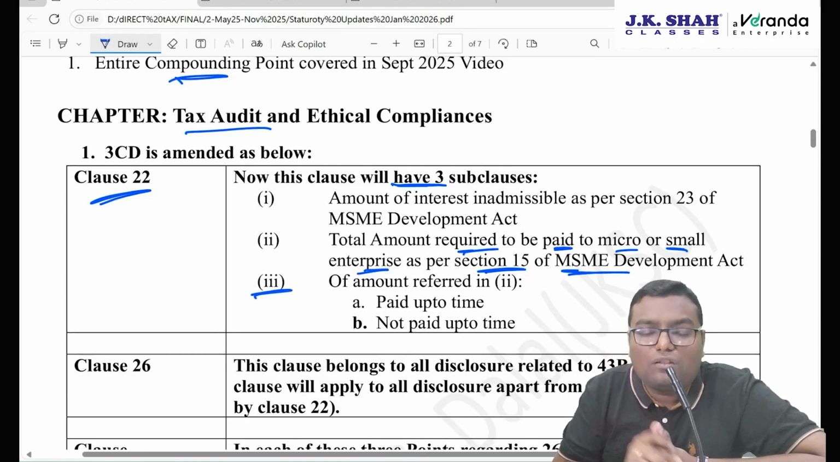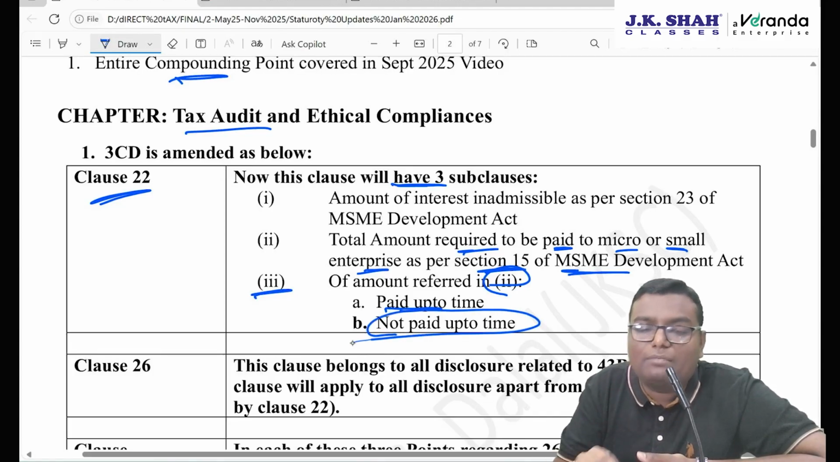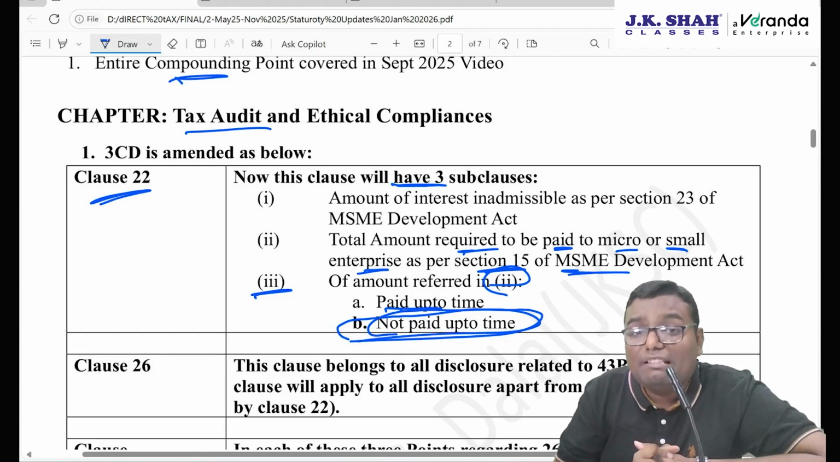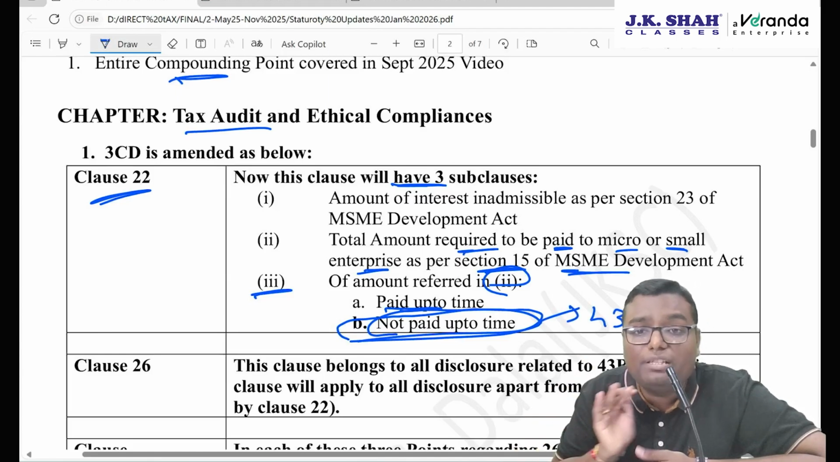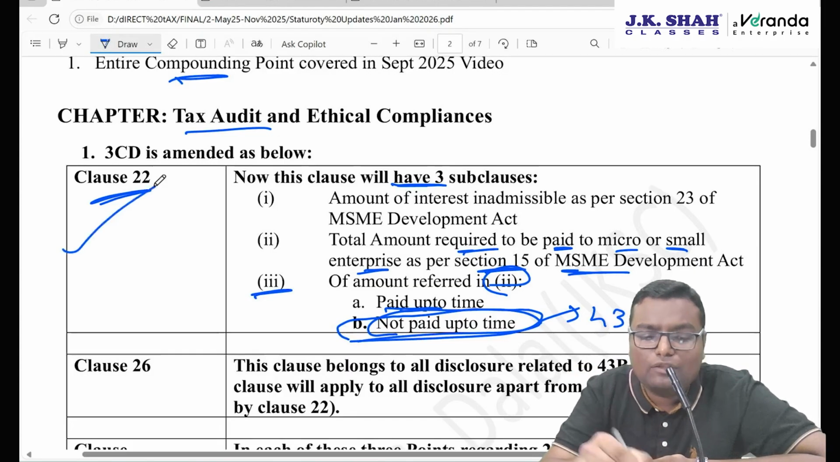And in the third subclause, we have to give now two bifurcations. Whatever amount you have written in clause 2, from that how much is actually paid up to the due date, how much is not paid up to the due date. Now whatever you will write in this not paid up to the due date, please be aware it may lead to litigations, because that much will be disallowed under section 43B clause H if not paid during the previous year also. So these disclosures are added which will be important for the exam also, because 43B clause H in itself is an important clause, and with regards to disclosure you have to remember this clause 22.